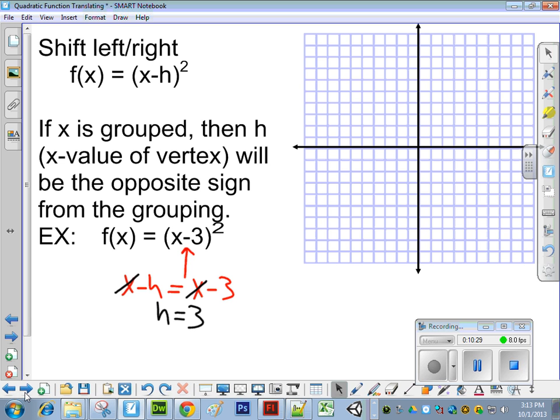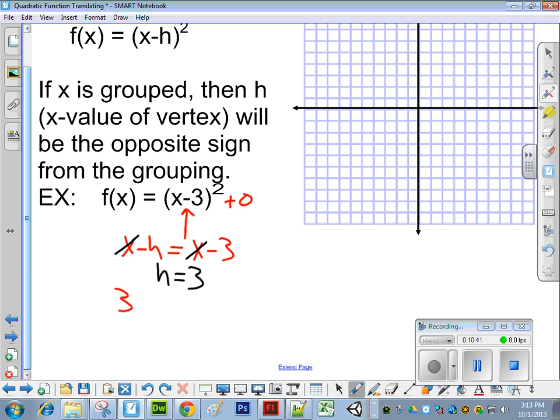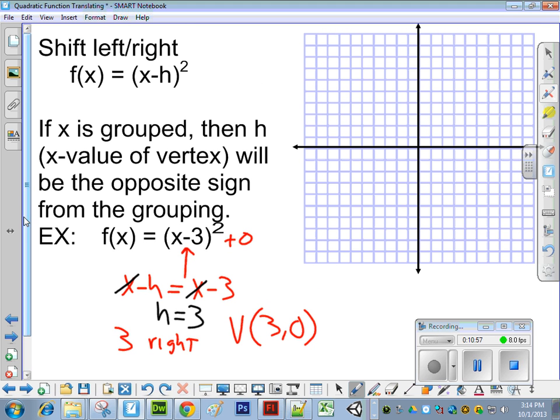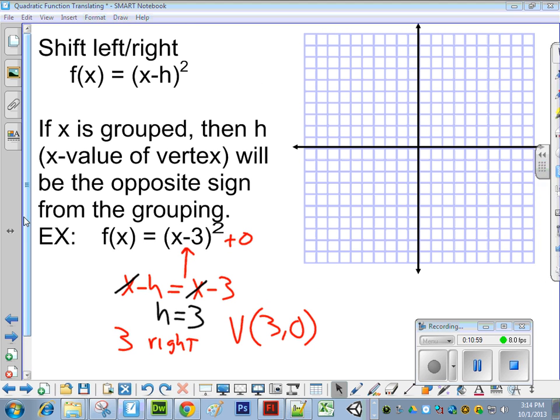Now, there's no number following this. There could be an invisible plus 0. So I know my shift is going to be 3 to the right from the parent graph. So my vertex will be 3, 0. Let's plot this. So to the right, 3. And there's my first value.